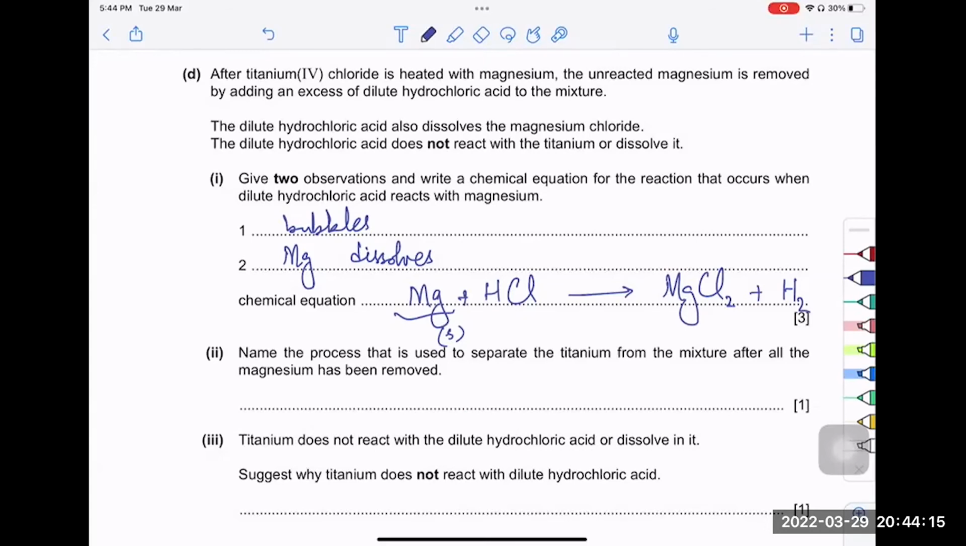Sir, titanium will not dissolve, right? Yes, metal does not dissolve. So this metal, I mean, can we use a magnet? No, it's not magnetic. Filtration. Filtration, yes, perfect. You have a solid and a solution, so filtration is the answer.